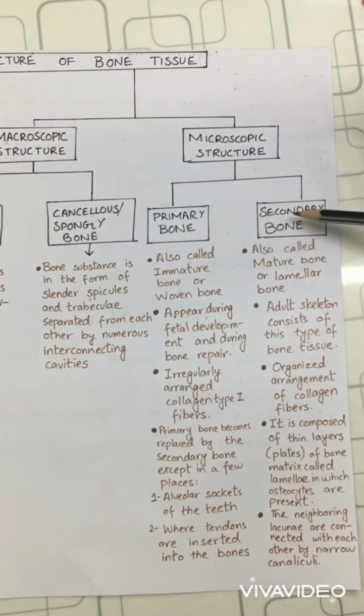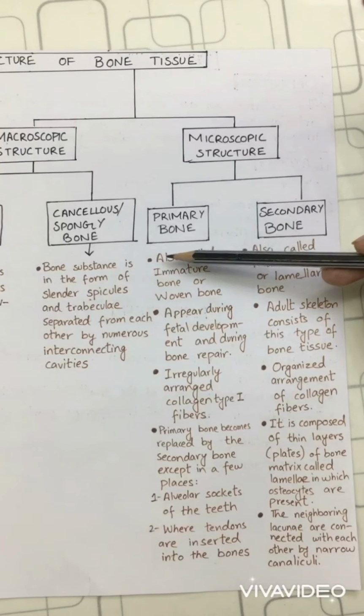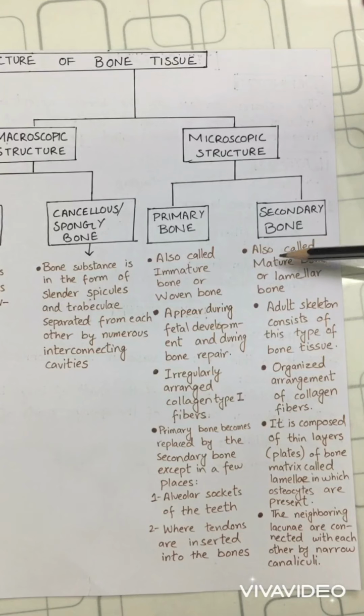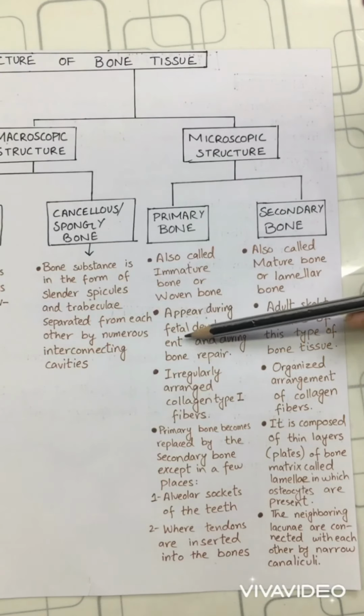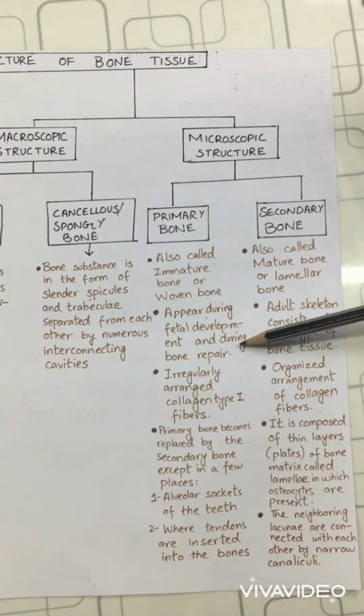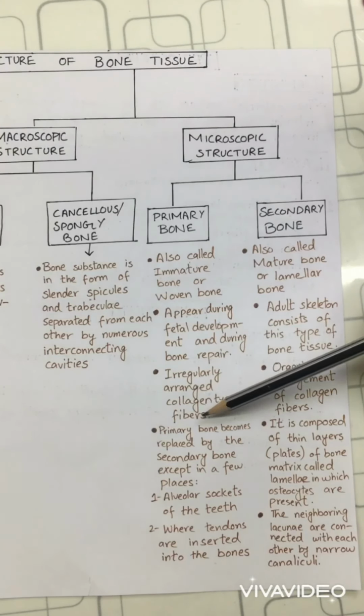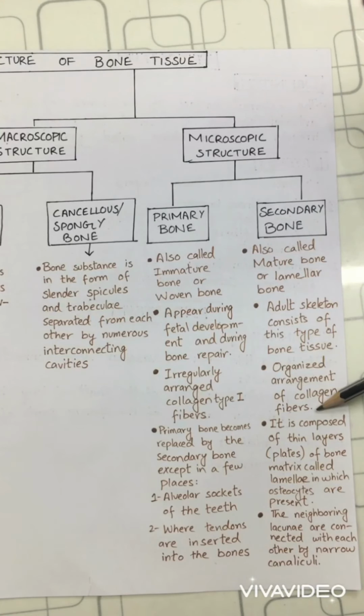Let's take a look at the difference between the primary bone and the secondary bone. Primary bone is also called immature bone or woven bone. Secondary bone is also called mature bone or lamellar bone. Primary bone appears during fetal development and during bone repair. The adult skeleton consists of secondary bone tissue. Primary bone has irregularly arranged collagen type 1 fibers, whereas secondary bone has an organized arrangement of collagen fibers.